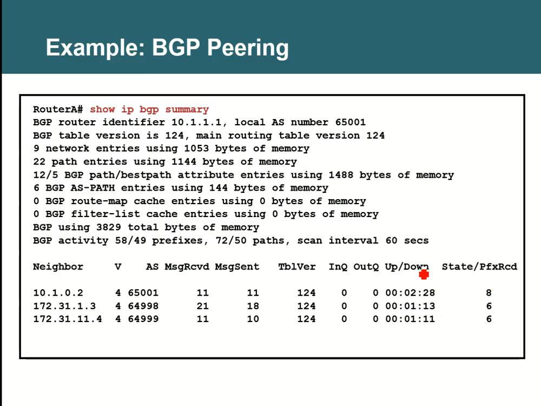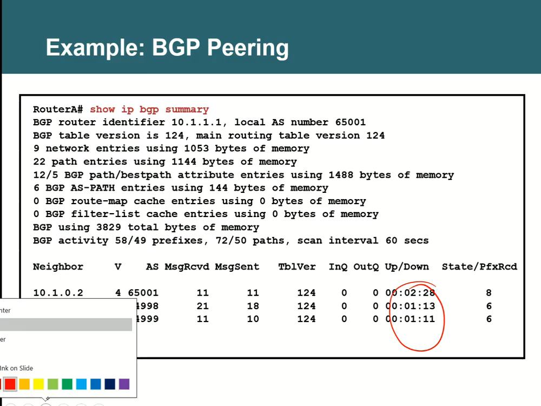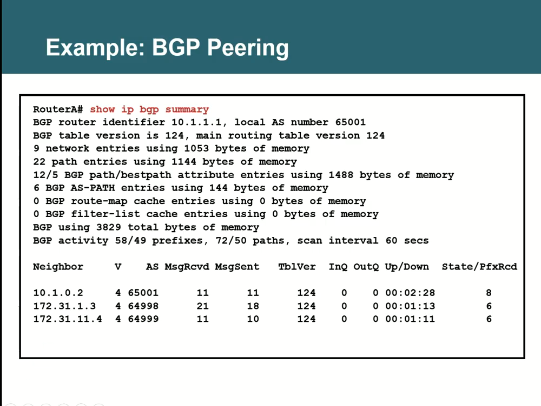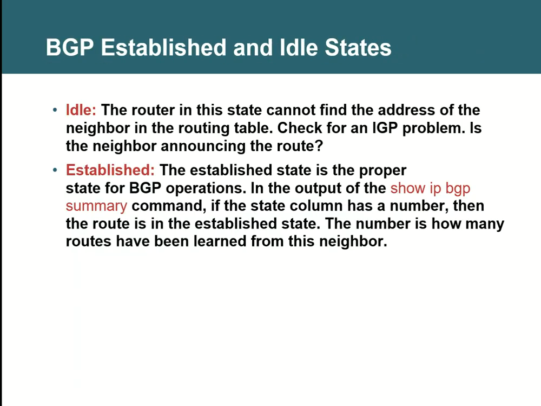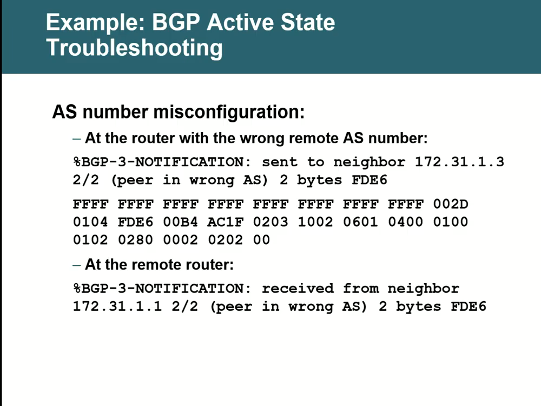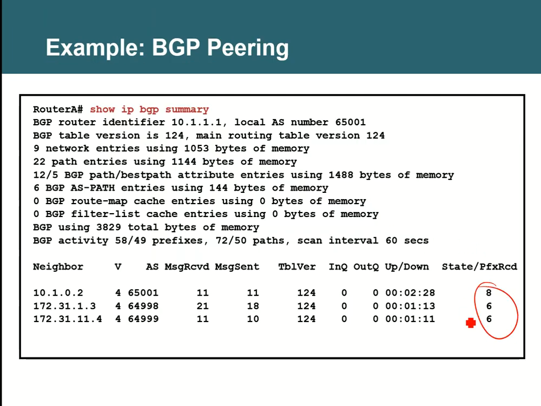When you don't see a timer, and instead you see idle or active, it means you need to fix something. So idle is not good. You should see the neighbor uptime with some updates, or no updates is also okay. If you have 0 here, it is okay, which means the neighbor has not advertised anything.